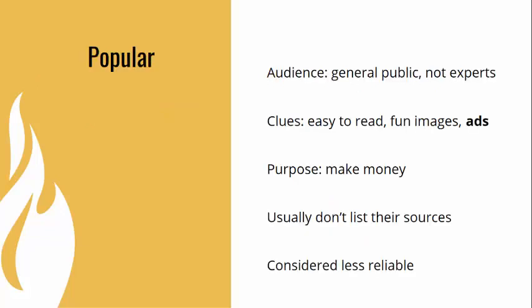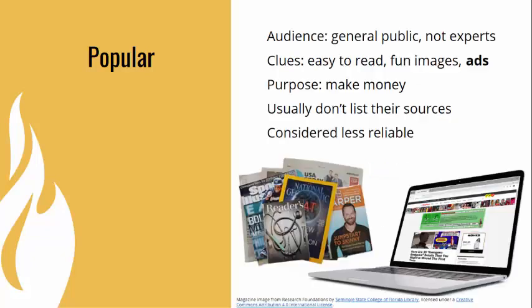Popular sources are written for non-experts. They're easier to understand and usually more entertaining. Their real purpose is usually to make money. You often see ads published along with the content. It's harder to rely on them because they don't have a lot of fact-checking and could easily be biased. Professors usually don't want you to use popular sources because of this. However, they can be useful for current events topics or for getting an idea about a topic to pick.